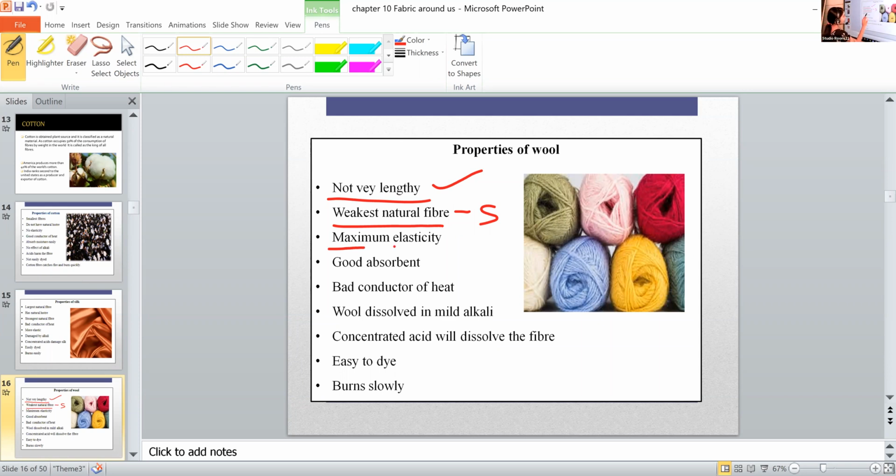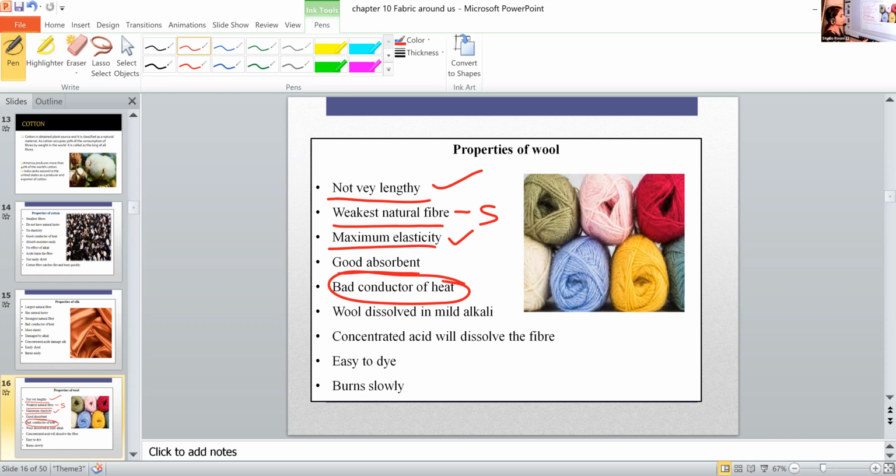And the wool has more elastic property. The maximum elasticity is there in wool. In cotton, there is no elasticity, and in wool, it has the elastic property. Then good absorbent. Just like cotton, here also it's a good absorbent, which means it absorbs moisture easily from the environment.